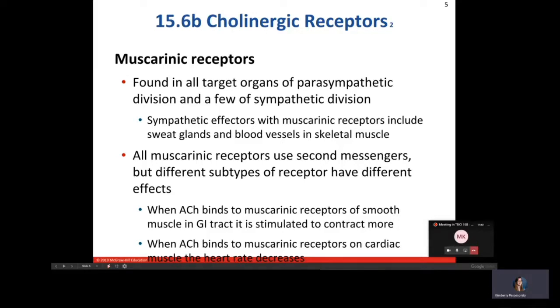So in the endocrine system, chapter 17, we're going to talk about some different second messenger systems. But for now, just know that second messengers are more complicated, and we'll learn about them a little bit later. But basically, that second messenger system can do a bunch of different things. It can either be excitatory or inhibitory. So for example, when acetylcholine binds to muscarinic receptors of smooth muscle in the GI tract, it's stimulated to contract more. When acetylcholine binds to muscarinic receptors on cardiac muscle in the heart, the heart rate decreases. And so we have different effects that can happen at different organs based on these different subtypes of effectors.